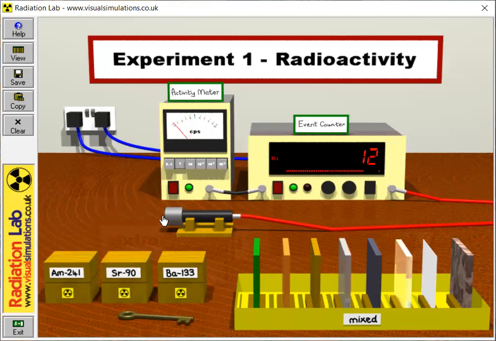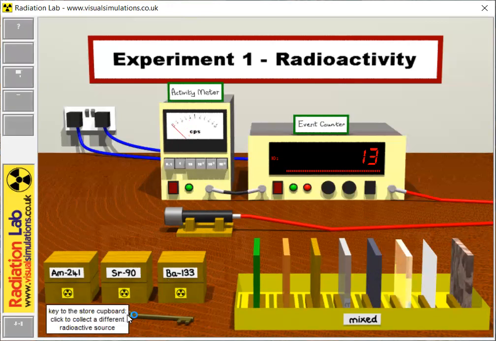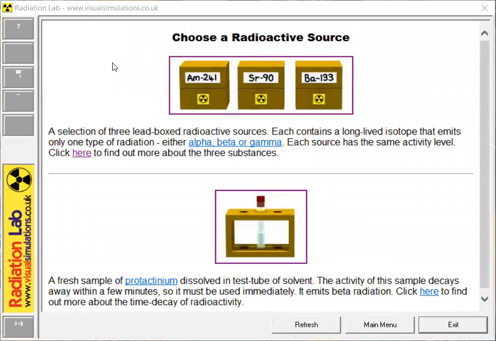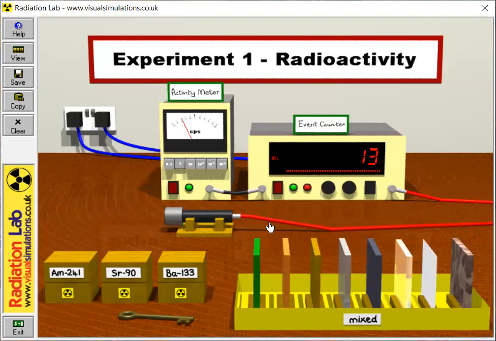Excellent. So this is quite a nice, very safe type of simulation to give the students an idea of what you should expect to happen when you get these sources out, what they're stopped by, and also some of the safety precautions involved. For example, there's a key here, so you can lock these away at the end of the day, which is quite nice. And there's lots of nice details, like even switching off the equipment once you've finished with it.